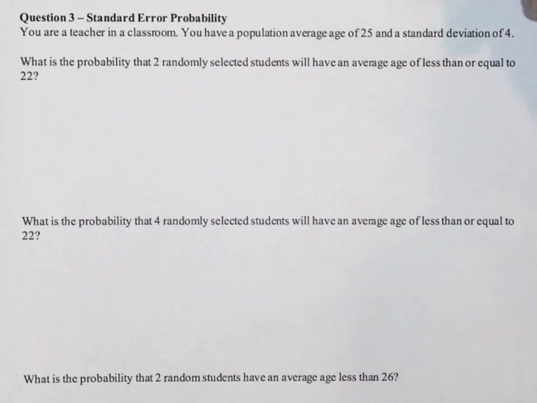Let's review standard error probability. You are a teacher in a classroom. You have a population average of 25 and a standard deviation of 4. What is the probability that two randomly selected students will have an average age of less than or equal to 22?